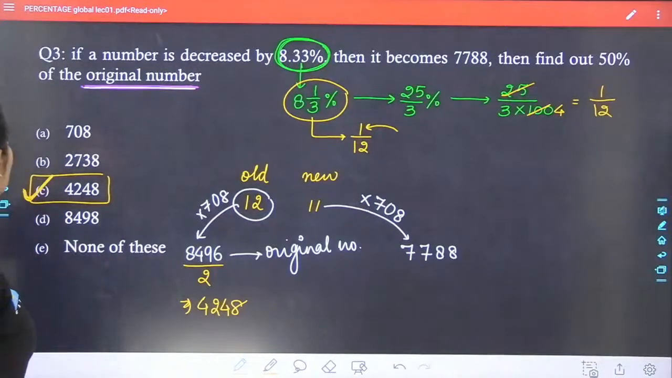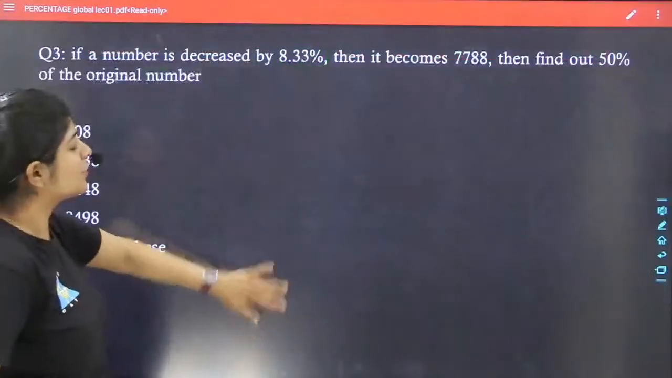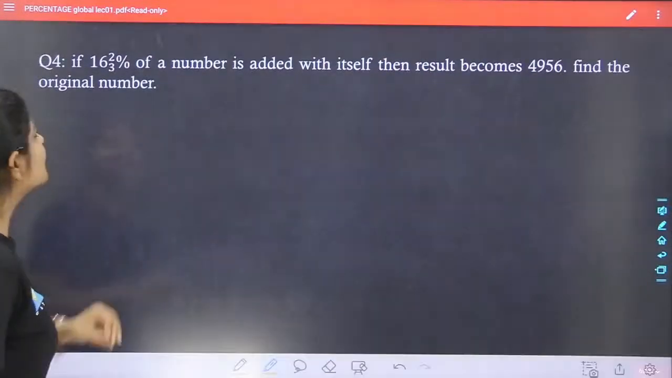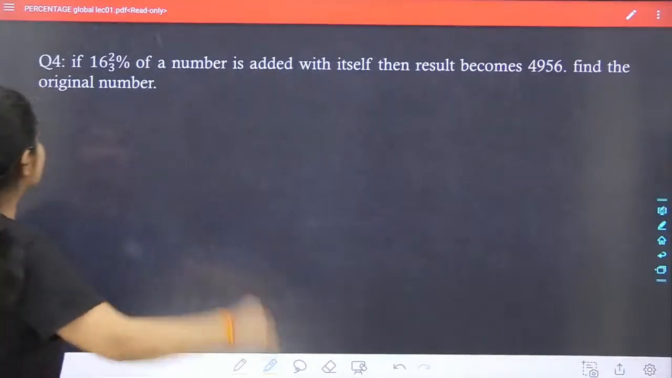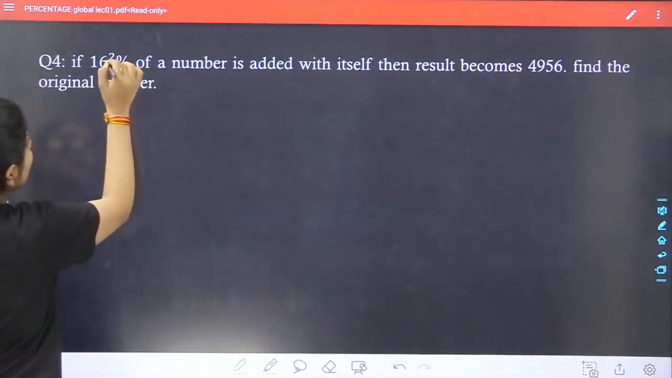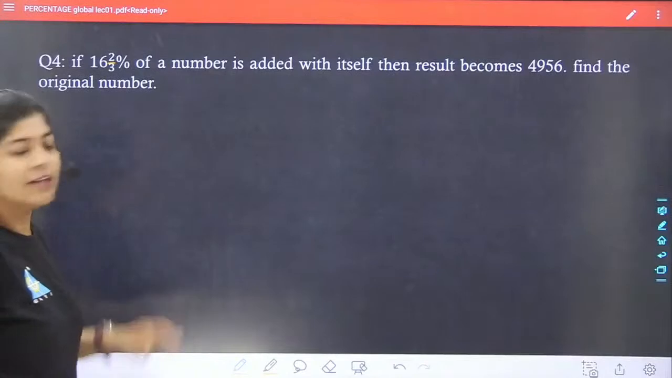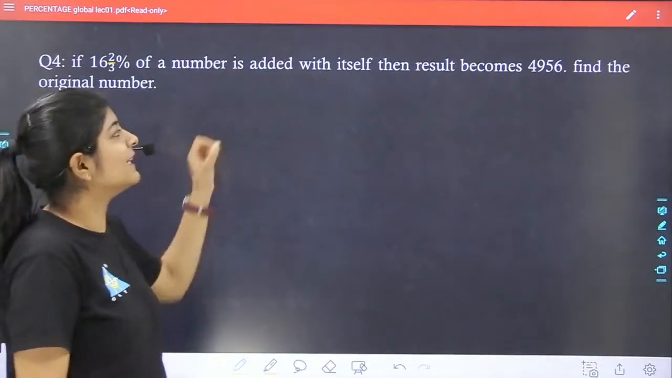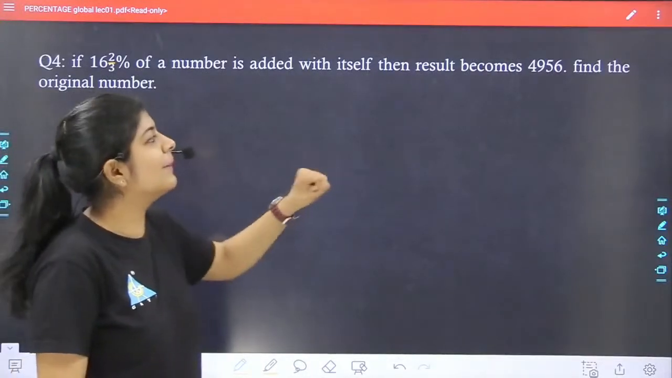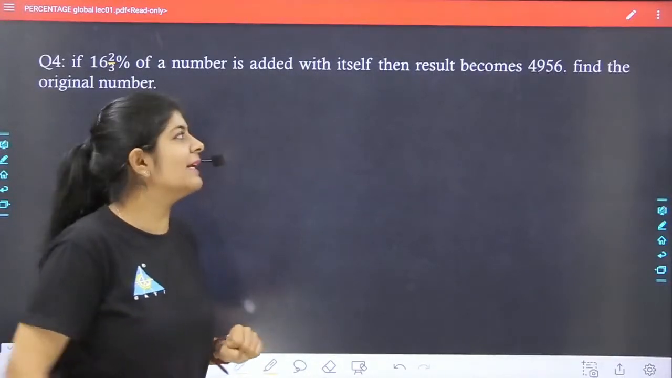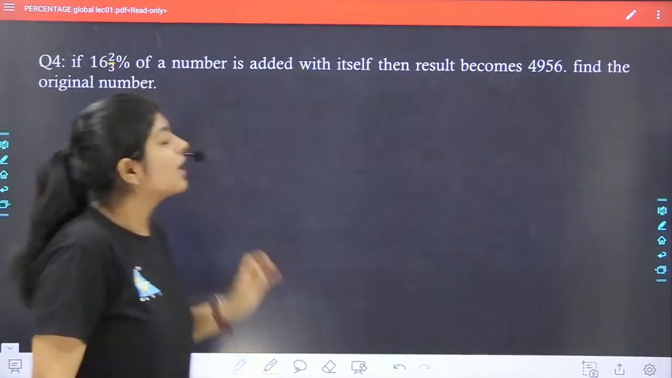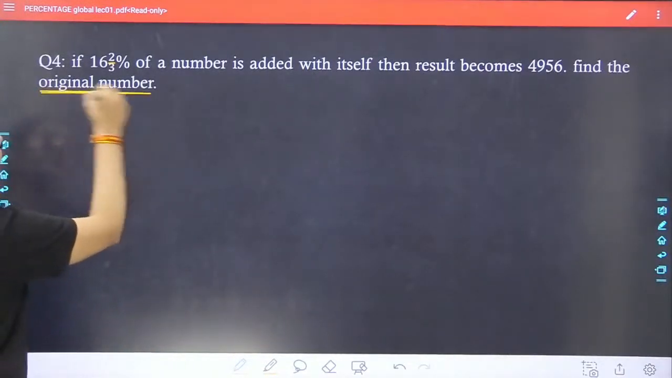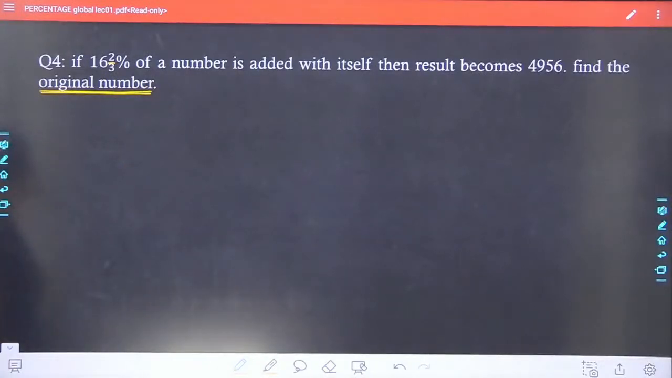Okay, now let's move to the next question, question number 4. If 16 2 by 3% of a number is added with itself, then result becomes 4956. Find the original number. Now what we have to do, we have to calculate the original number.